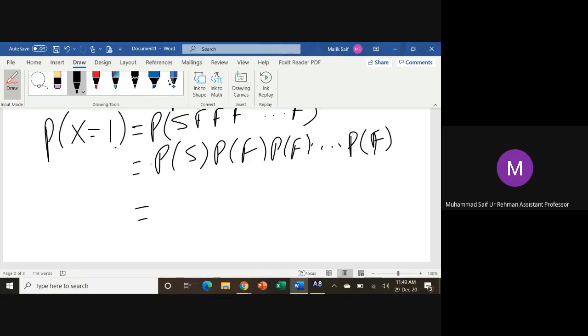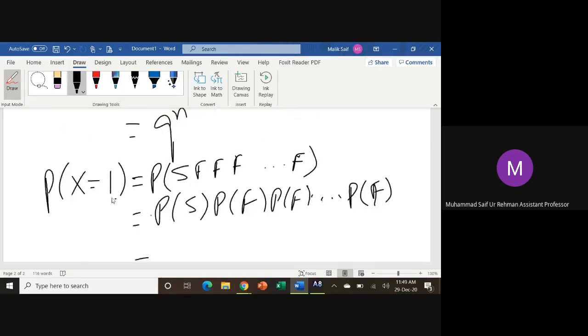Basically you have to define the event. I am defining the event as X is the number of successes, and I am going to denote success with S. If you are going to denote success with F, it's up to you, but that will be a little confusing. F is better to use for failure and S is better to use for success.